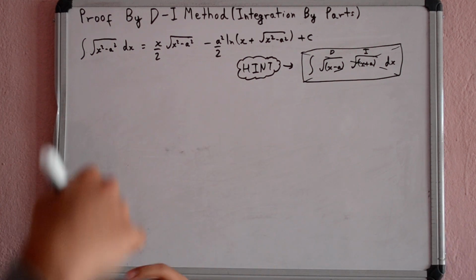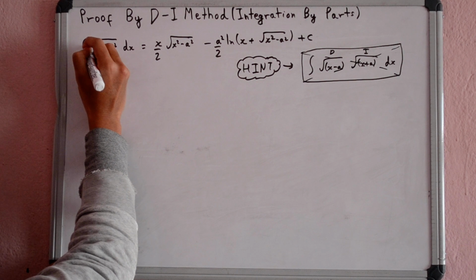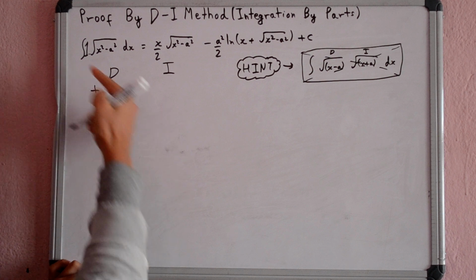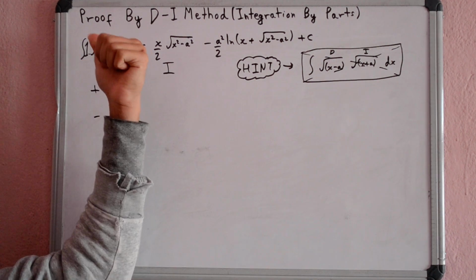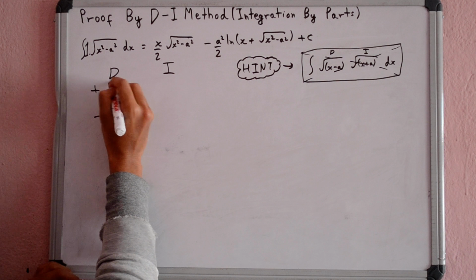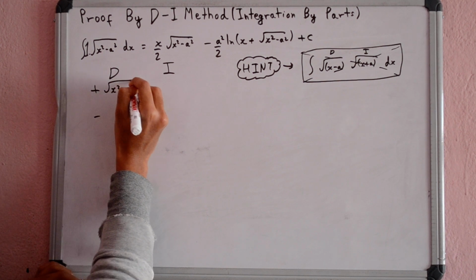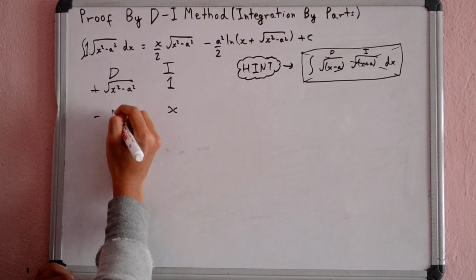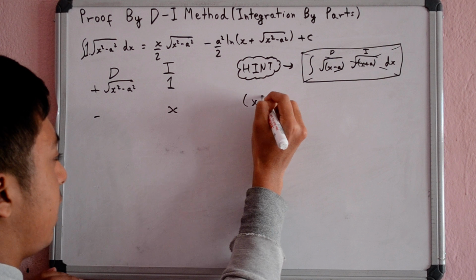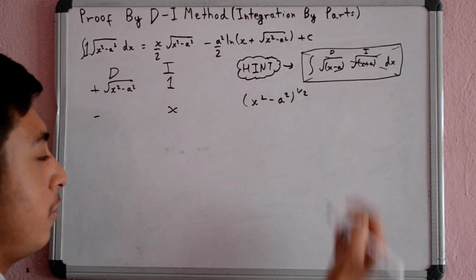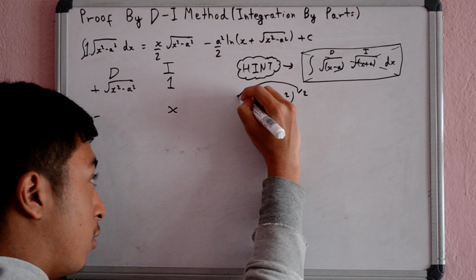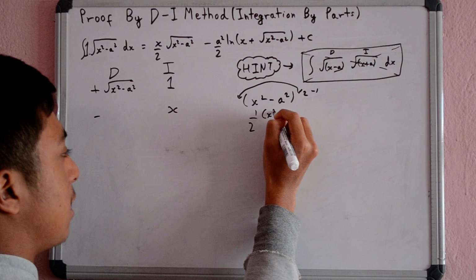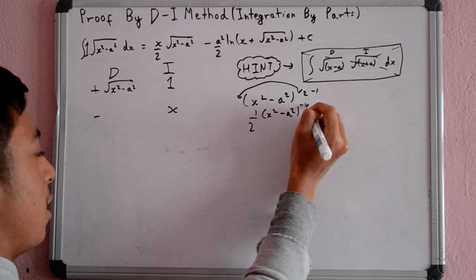Like in the previous two videos, multiply it by 1 and use the DI method, plus minus. Since we're trying to integrate this, you have to keep it on the differentiation side, x square minus a square, and integrate 1. Integration of 1 is x. Differentiate x square minus a square to the power of half: put that power down and then minus 1. So you'll get 1 by 2 x square minus a square to the power minus a half.